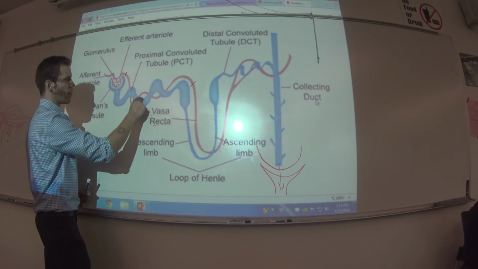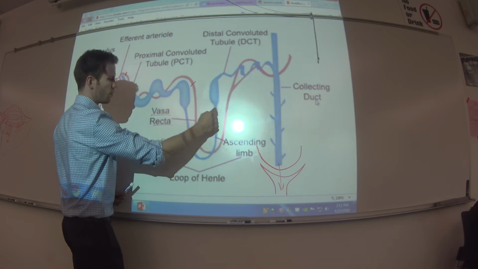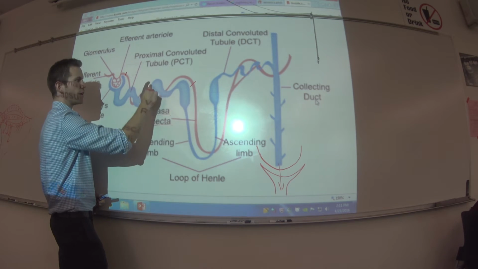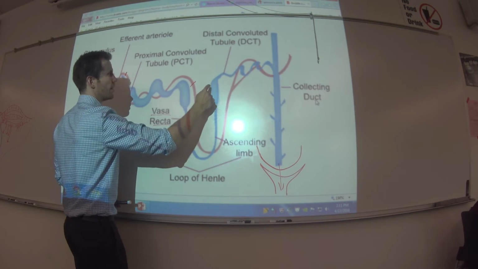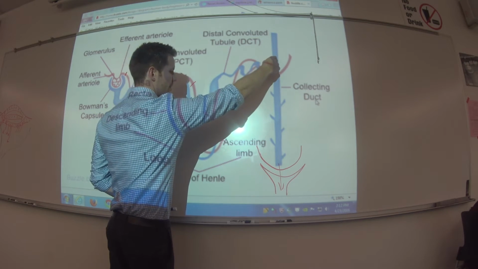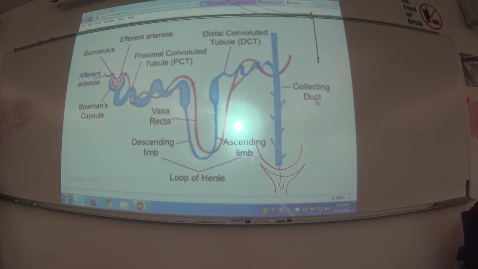Then there's a proximal convoluted tubule, the loop of Henle, which has a descending limb and an ascending limb because filtrate is moving in this direction. Then you've got a distal convoluted tubule, which empties into the collecting duct, which eventually empties into a minor calyx. So that's the flow of filtrate. And that's the basic anatomy that you're going to need to be able to pick out for this week.